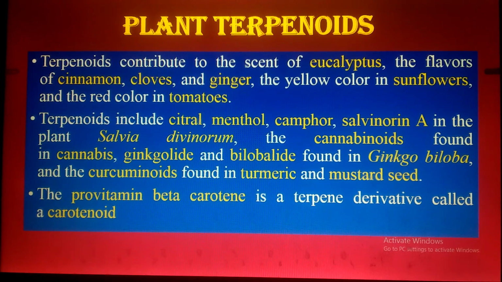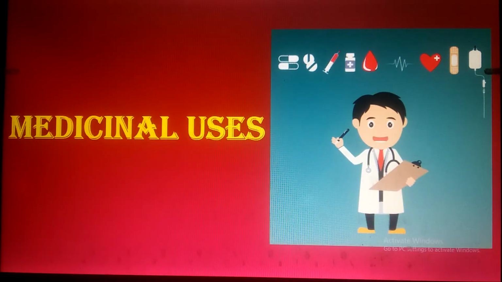The provitamin beta carotene is a terpene derivative called a carotenoid, which is most important for the formation of vitamin A. Beta carotene is useful for healthy skin and for eyesight. So you must take all these fruits and vegetables in your diet in order to prevent many diseases, and they are a rich source of nutrients for us. Now medical uses.